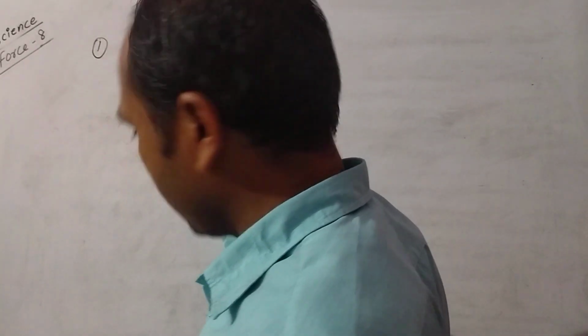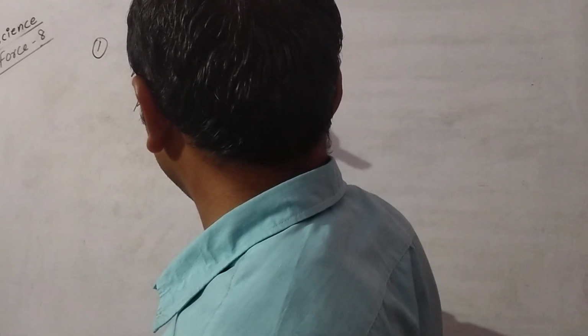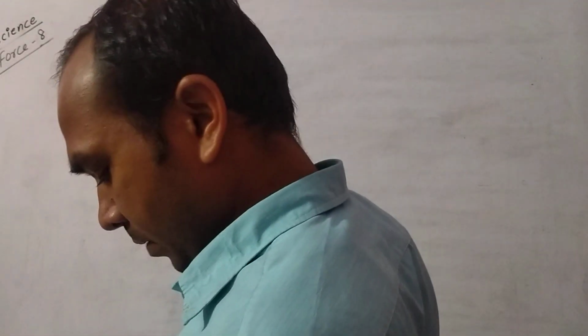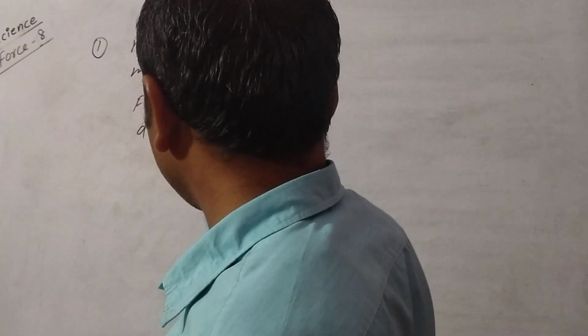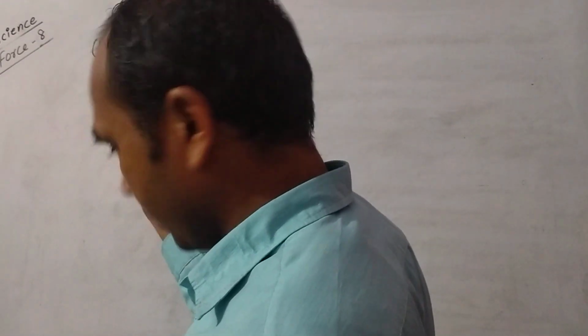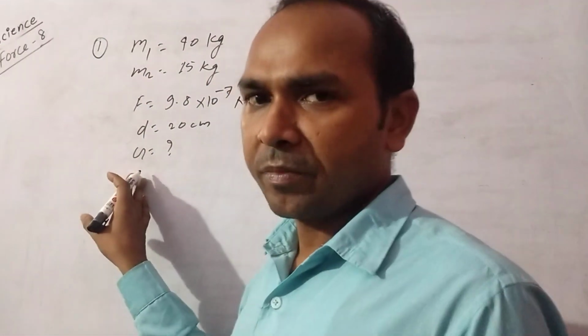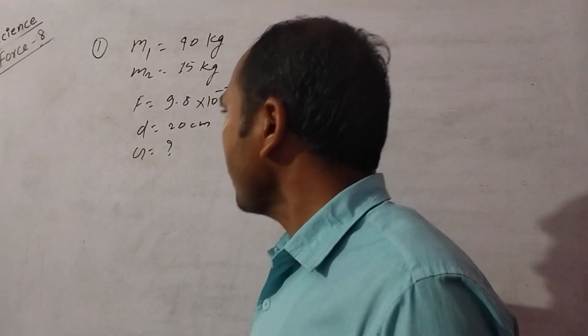The gravitational force of attraction F is equal to 9.8 into 10 to the power minus 7 Newton. Then find the value of the universal gravitational constant G if the separation is 20 centimeter. Here, dear student, we have to calculate the value of capital G, and that is not mentioned.